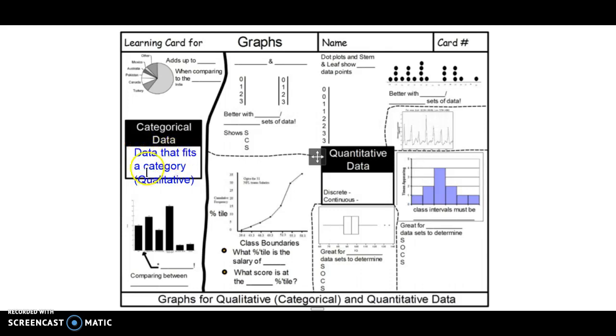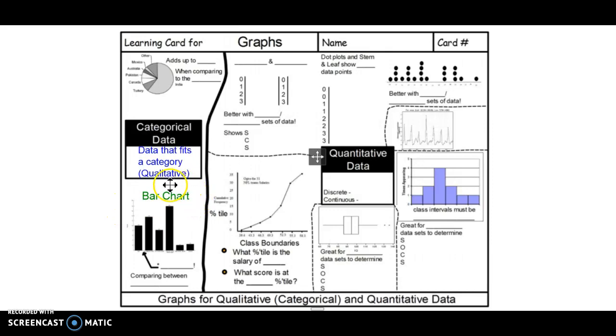That is data that fits into a category. Most of the time, categorical data is not numbers. There are some exceptions to that, but most of the time, if the data that you are collecting is not a number, then you're collecting categorical data. Another name for categorical data is qualitative data.